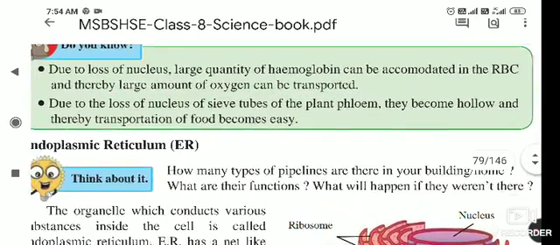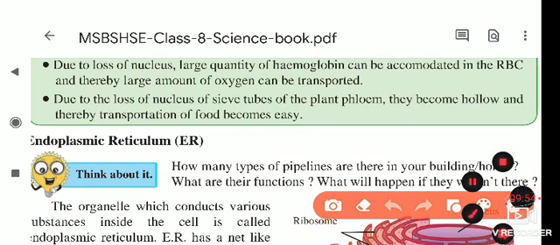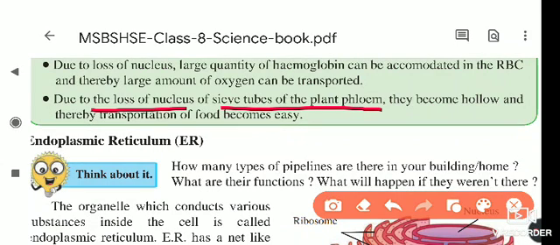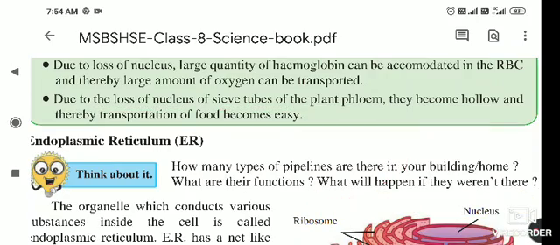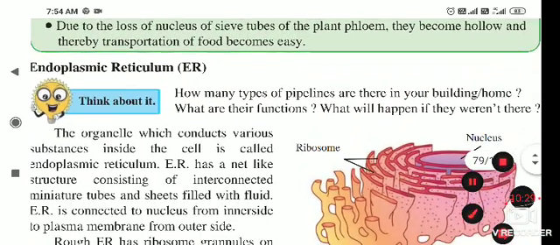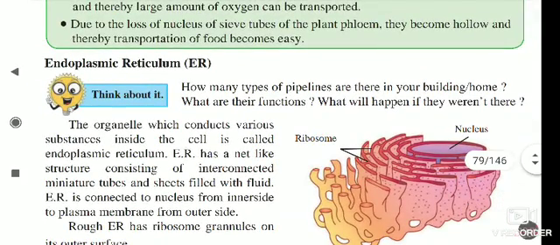Now the second thing is that due to loss of nucleus, the nucleus is absent in the sieve tubes of the plant phloem. Inside the phloem, sieve tubes are there, and in those sieve tubes the nucleus is absent. Because of it, they become hollow, meaning there is an empty space in these tubes, and thereby the transportation of food becomes easy. So the food is transported from one place to another. So if the nucleus is absent, these functions are performed in the RBCs and the sieve tubes of plant phloem.